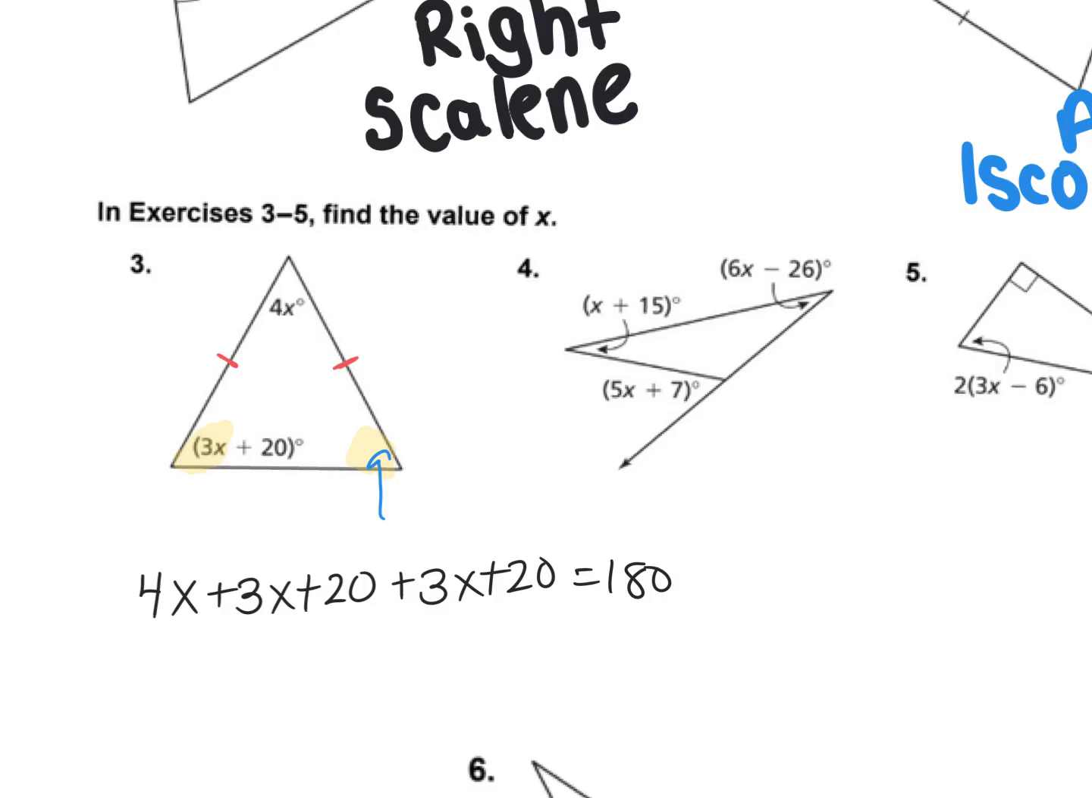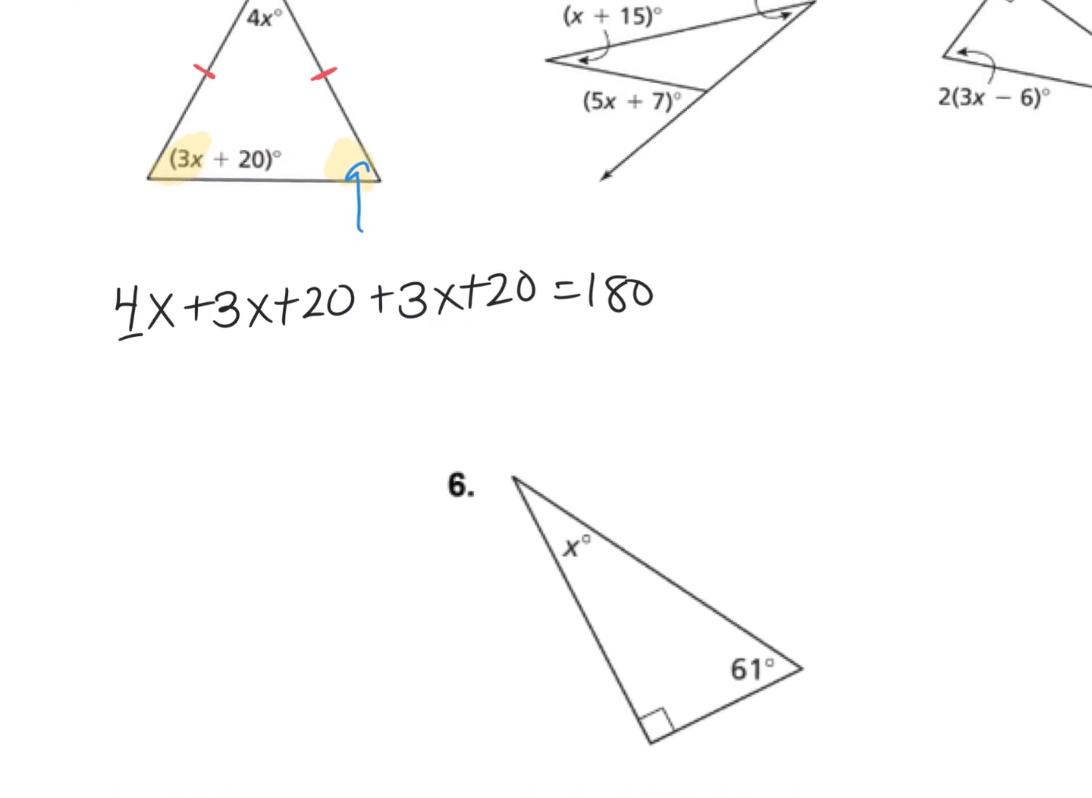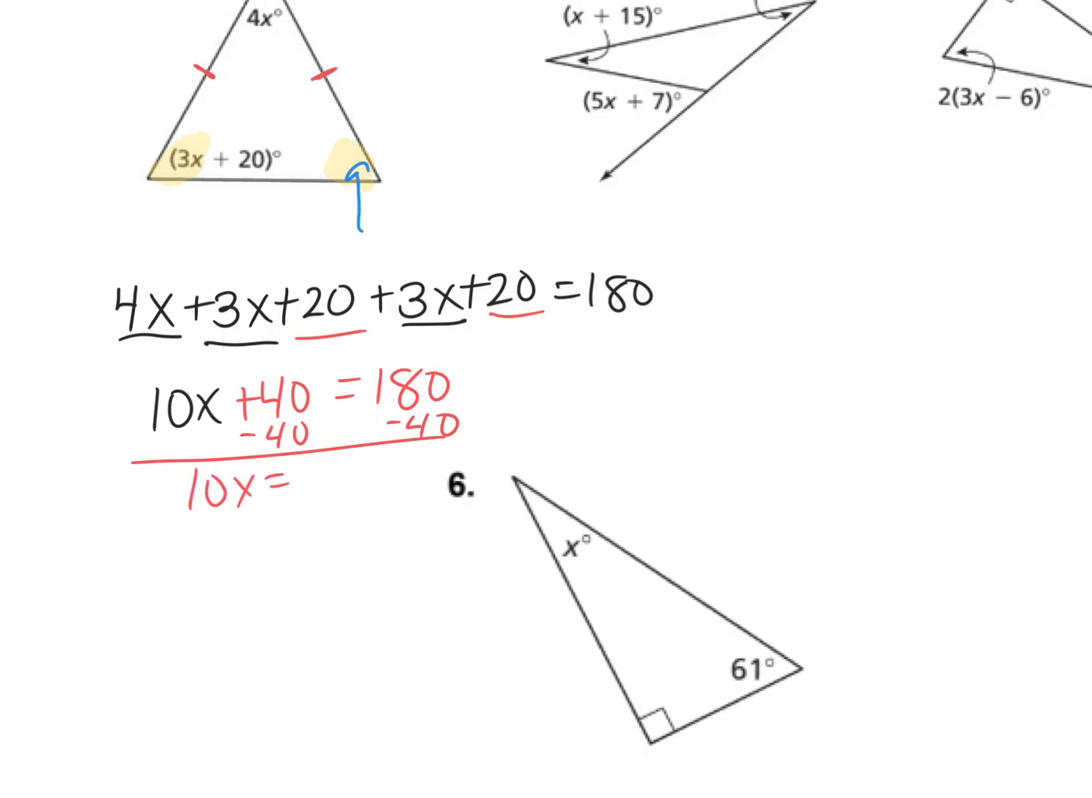Now, we have a lot of like terms that need to be combined, right? We're going to say 4x plus 3x plus 3x is going to give me 10x. And then 20 plus 20 is going to give me plus 40, right? And now I solve for x by subtracting 40 on both sides. Then dividing by 10 on both sides. What does x equal? And there we go. That's how we would find x there, right?